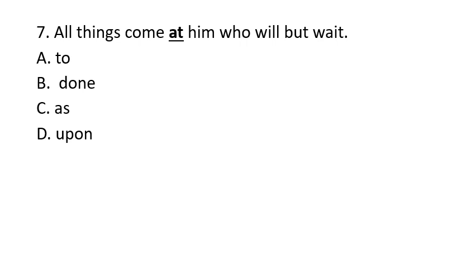All things come at him who will but wait. Letter A, to. Letter B, done. Letter C, as. Letter D, upon. Our answer is letter D, upon. So the revised sentence would be, all things come upon him who will but wait. Using upon in this context can convey the idea of things arriving or happening to the person who patiently waits. So our answer is letter D, upon.